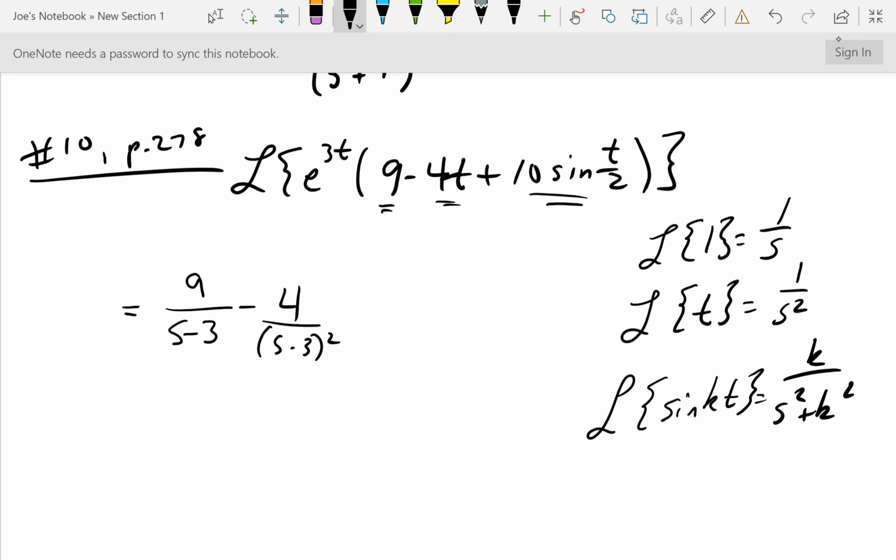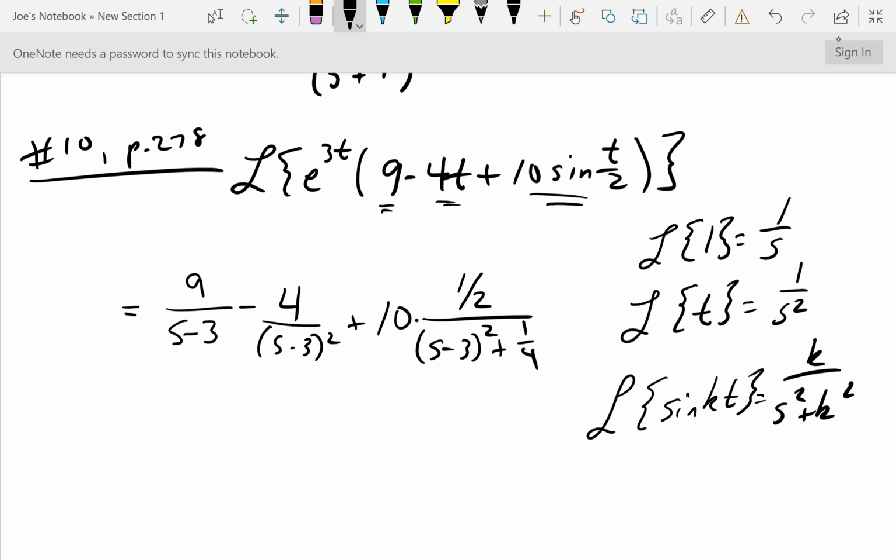Again, just like before, pull the 4 out. Laplace transform of t is 1 over s squared. Replace the s with s minus 3. For the sine of t over 2, we got a 10 times. Our k again is a half, so we would have a 1/2 over s minus 3 squared plus 1/4. So again, we're using the Laplace transform for the sine. Our k is a half, so that's where the 1/2 and the 1/4 comes from. And again, since we have that e to the 3t out in front, we're going to replace that s with the s minus 3. All right, so that's how we do Laplace transforms when we have a function times e to a power, an at, if you will.